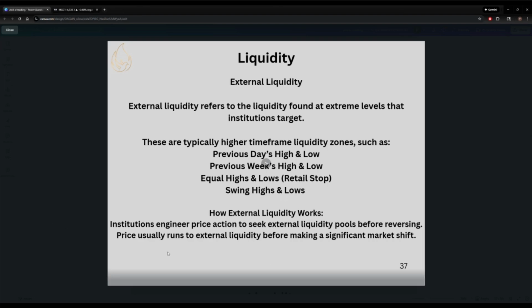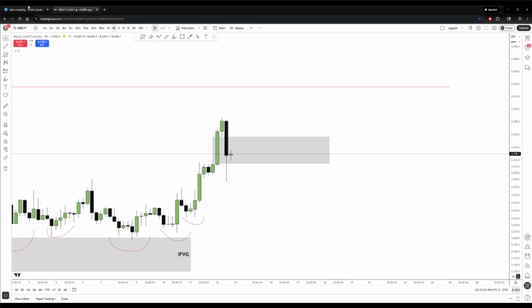How external liquidity works: institutions engineer price action to seek external liquidity pools before reversing. Price usually runs to external liquidity before making a significant market shift. Same thing, like what happened last Friday. We swept those weekly highs, and what did we do? We just dumped. So those weekly highs, that was our external liquidity target that the market was trying to grab. And once you grab that, we just dumped.